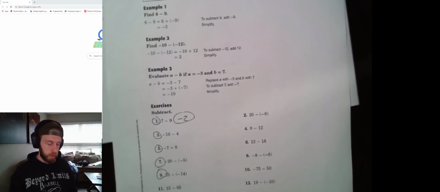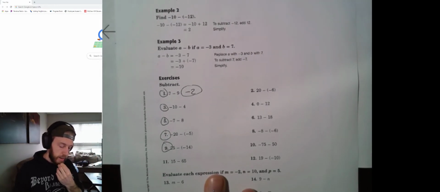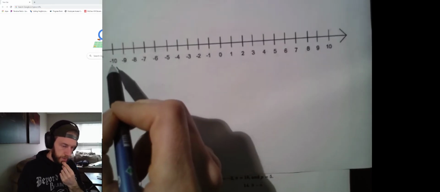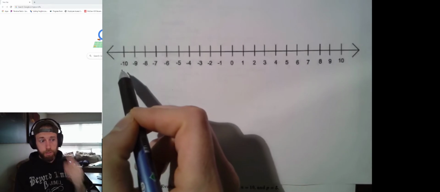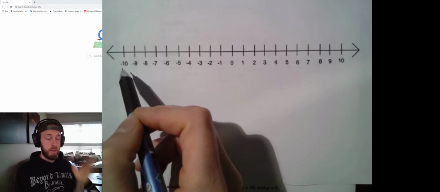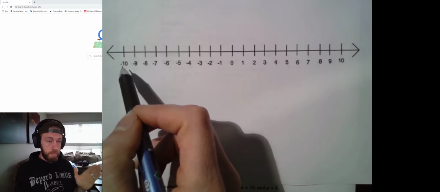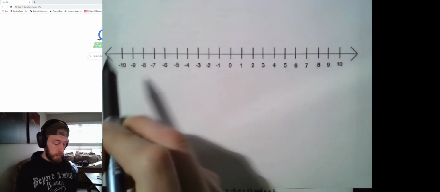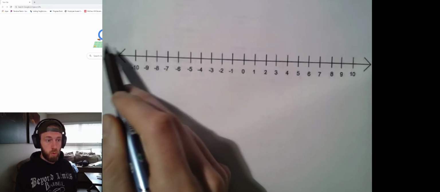Negative 2 for number 1. Number 3, negative 10 minus 4. Okay. So we've got a negative 10, and it tells us to subtract 4 more. This is okay to do as long as I know that I'm moving to the left on the number line, because negative 10 minus 4 would mean I'm going to go 4 more this way.